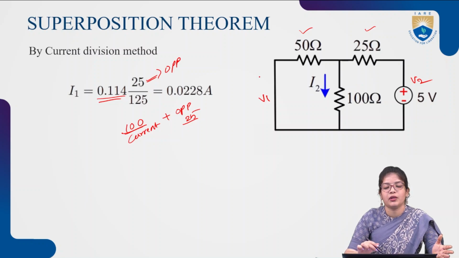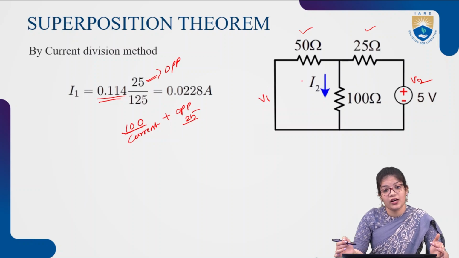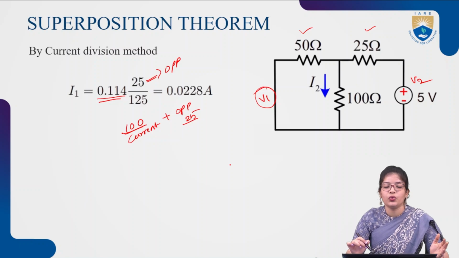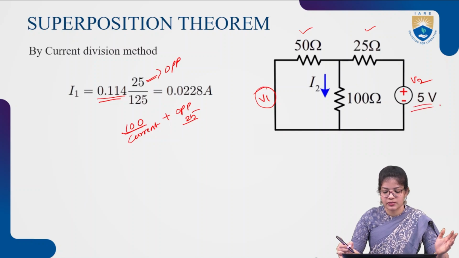So first we have removed V1. Removing a source is nothing but short circuiting. If it is a current source, then we have to open circuit. So here we are keeping the V2 source.